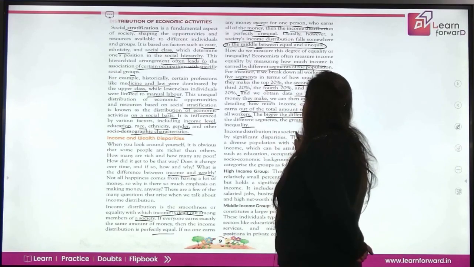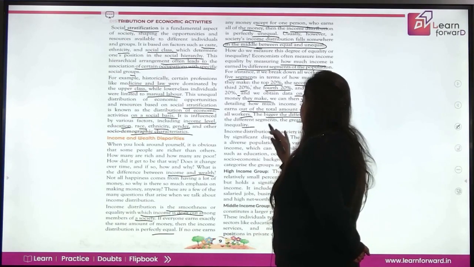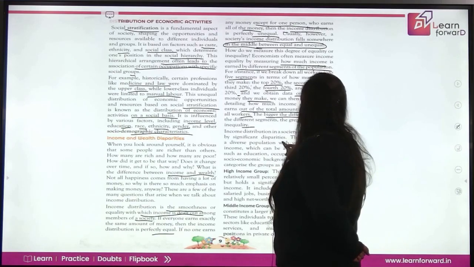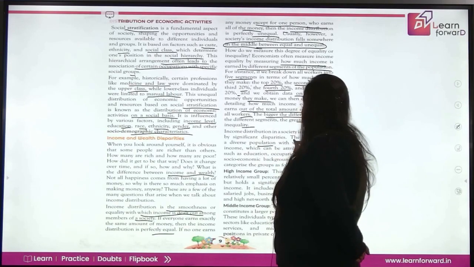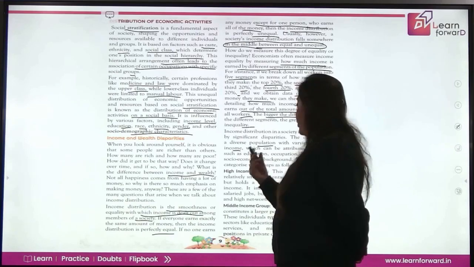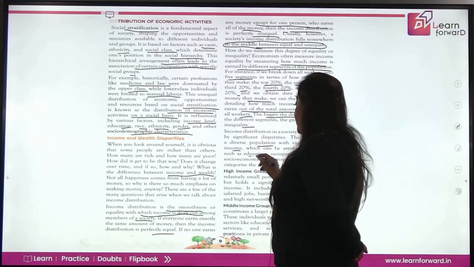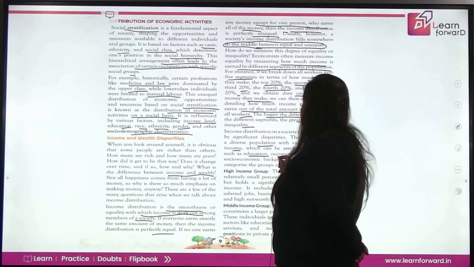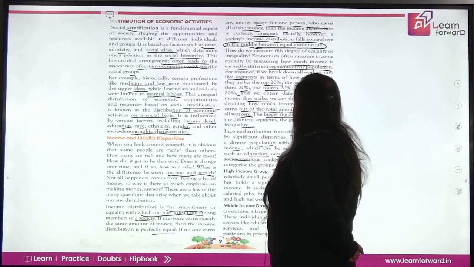Income distribution in a society is characterized by significant disparities. The country has a diverse population with varying levels of income. वो varying level of income के बहुत सारे रीजन हैं. उनकी पढ़ाई पे डिपेंड करता है, वो कितना एडुकेट है, उनके ऑक्यूपेशन पे डिपेंड करता है, उनकी लोकेशन पे डिपेंड करता है, उनकी सोशियल इकोनॉमिक बैकग्राउंड पे डिपेंड करता है.